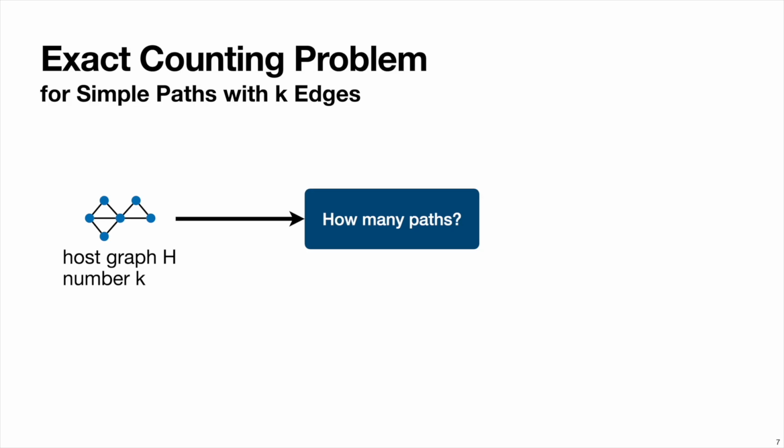The exact counting problem is: given some host graph H and a number K as input, count the number of paths that have exactly K edges. Let's say this number is 140, just as an example. 140 can be represented in 8 bits like this. And the exact counting problem is to compute all of these bits.